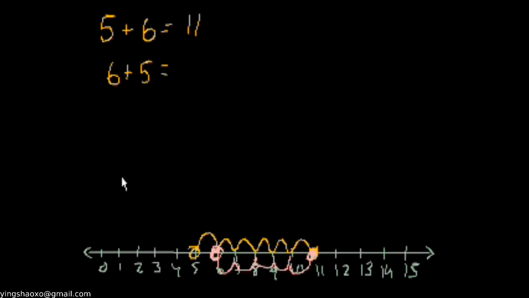And I think you might want to try this on a bunch of problems, and you'll see it always works out. It doesn't matter what order you add. 5 plus 6 is the same thing as 6 plus 5. And that makes sense. If I have 5 avocados and you give me 6, I'm going to have 11. If I have 6 avocados and you give me 5, I'm going to have 11 either way.